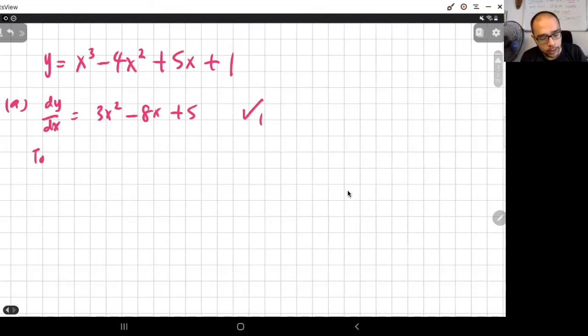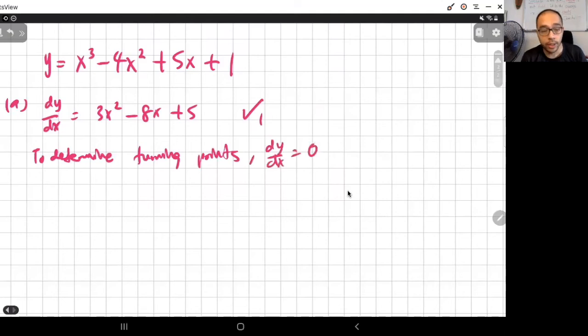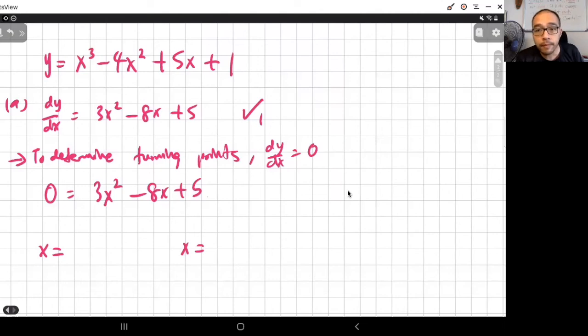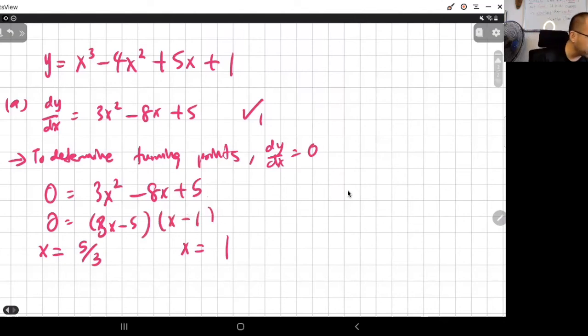Now, to determine turning points, dy dx must equal 0. This is unnecessary, I'm just writing it down to remind you why I am setting dy dx equals to 0. 3x squared minus 8x plus 5 equals 0. Since this is a quadratic equation, you know that you're going to get 2 x values. Factorise this for me, please. 5 over 3 and 1. Don't forget to put the working step. 3x minus 5 and x minus 1. Both positive. Yeah, both positive.